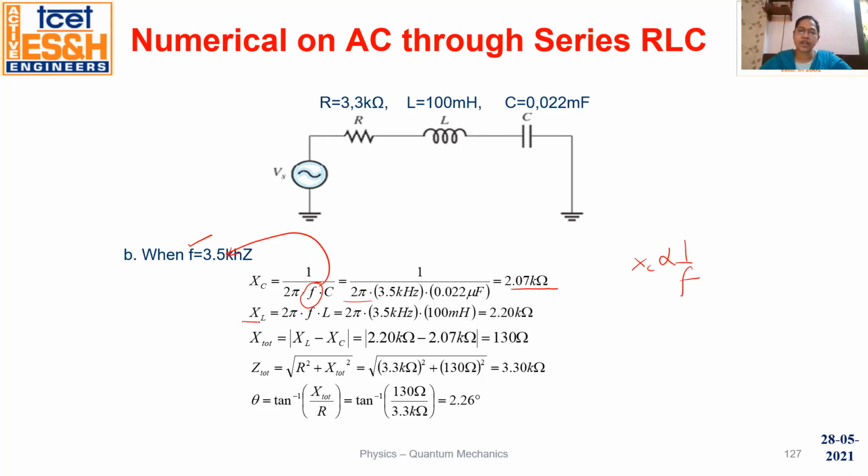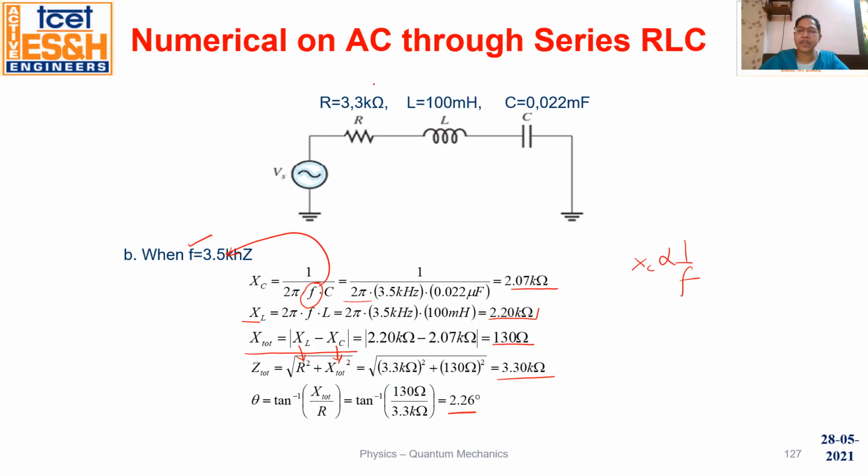Now see the value of XL. By putting in the formula, we have 2.20 kilo ohm, whereas X total is XL minus XC. So it is giving 130 ohm. So the Z total, by writing this value, is 3.30 kilo ohm. And the angle is now 2.26.